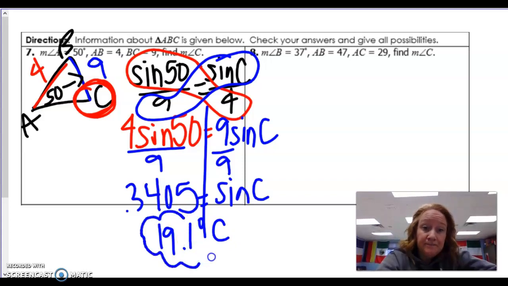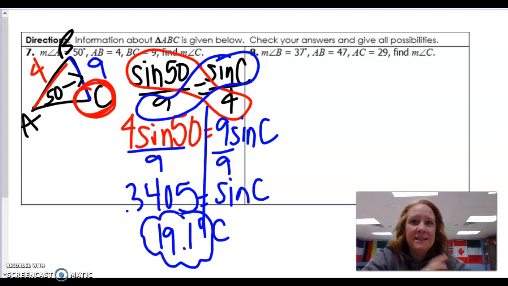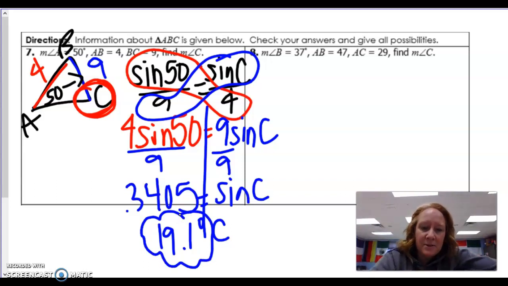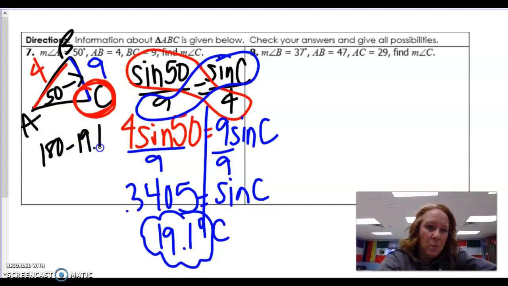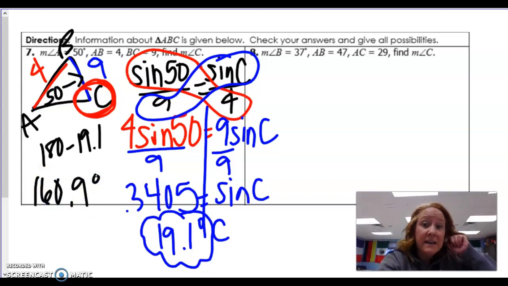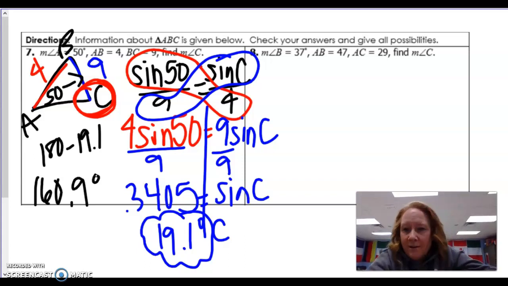Okay, that's awesome. But now I have to check and see, is there an ambiguous case? Does that second one work? Well, I would just say, what's 180 minus 19.1? 160.9. Does that make sense in this triangle? The answer is it does not, because if I did 160.9 plus 50, I would have more than 180 degrees. So I'm not going to need to do that.